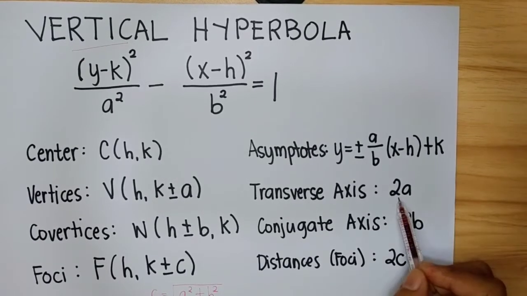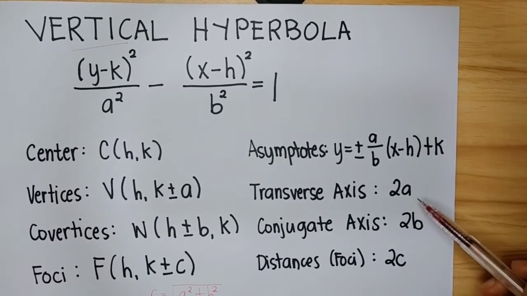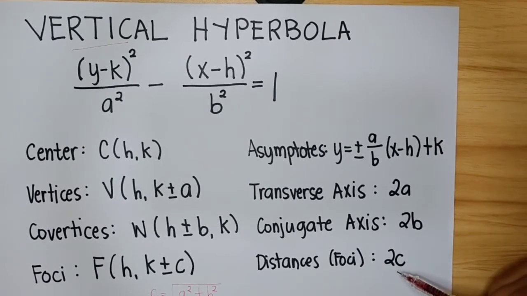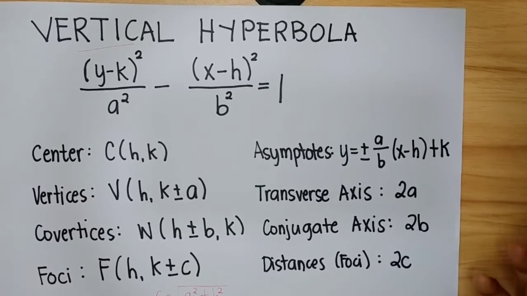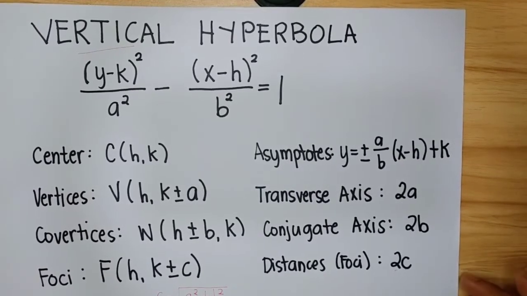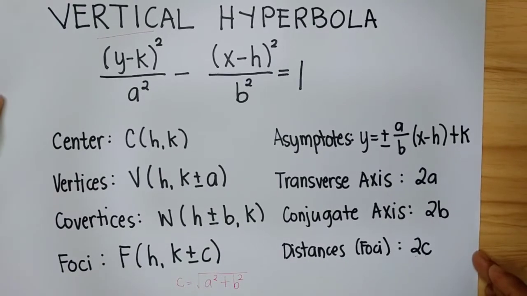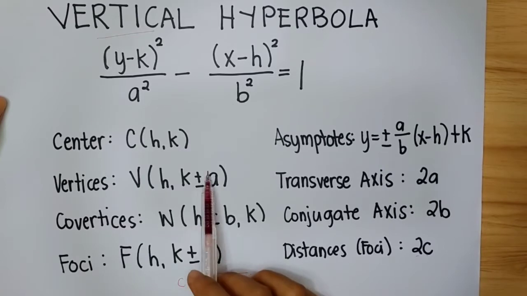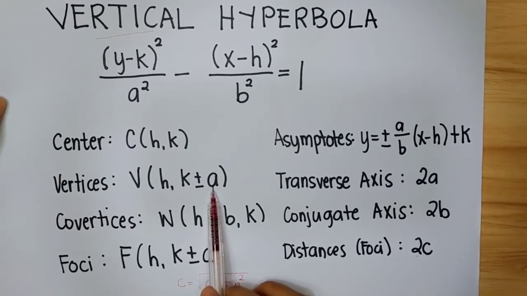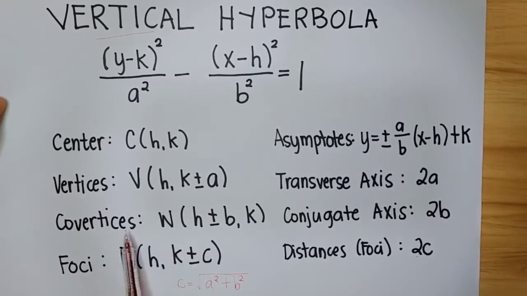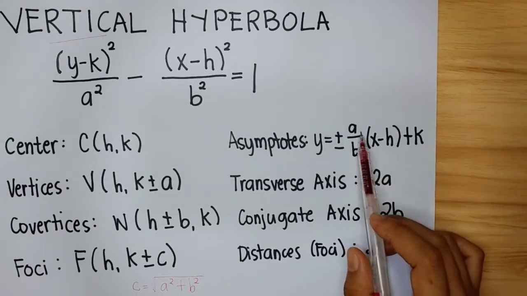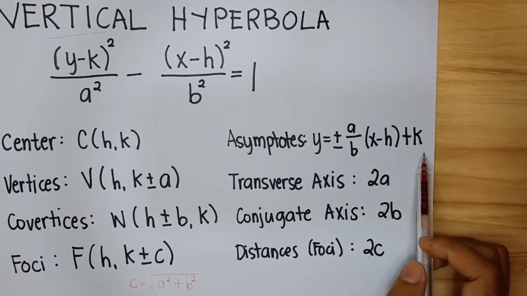What is the length of our transverse axis? The same, that is 2a. The length of the conjugate axis is 2b. And the distance between the two foci is 2c. Again, kindly remember these important things. For the vertices, we add and subtract a in k. Then for the co-vertices, it is in h, and for the foci, it is in k again. Then our asymptote is a over b, quantity x minus h, plus k.